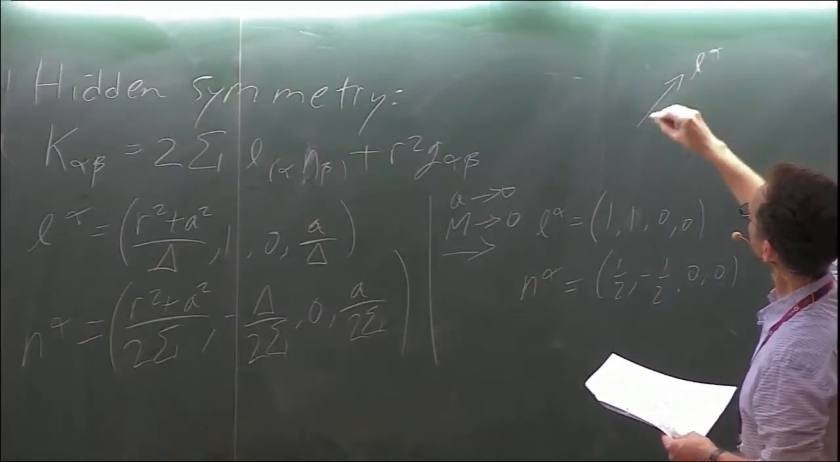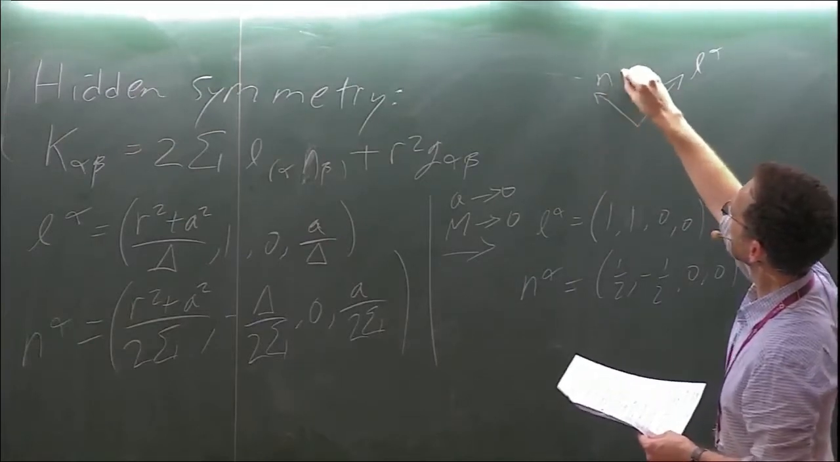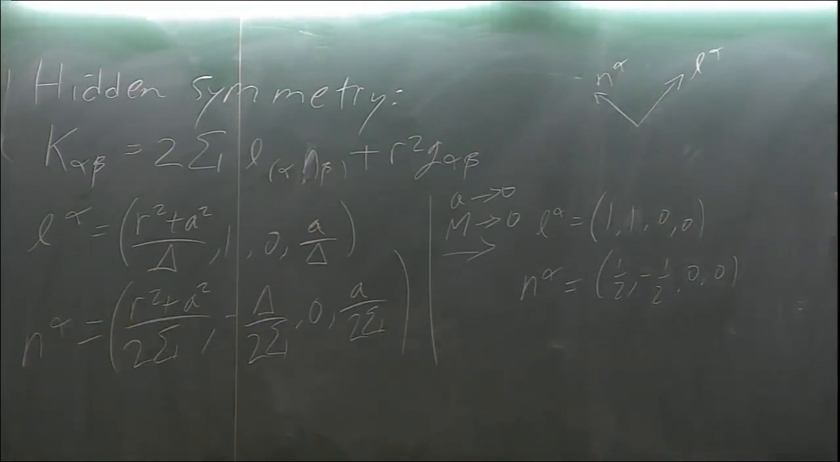So this is L alpha. And this is N alpha. Null vectors pointing outward and inward, respectively. Okay, I just want to say one more thing about what you get from this hidden symmetry.